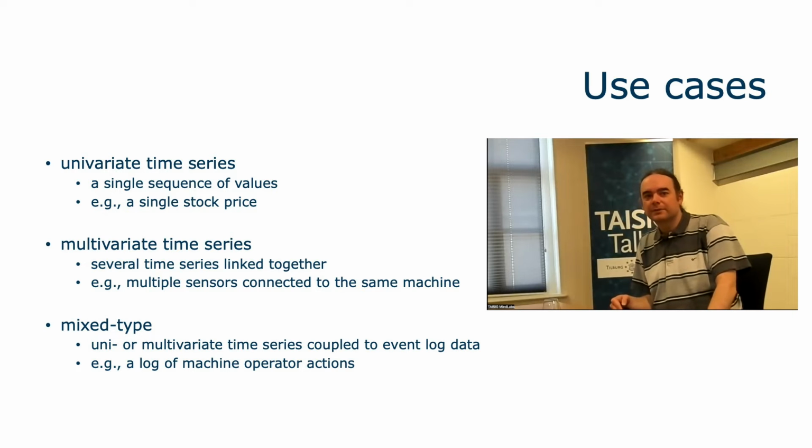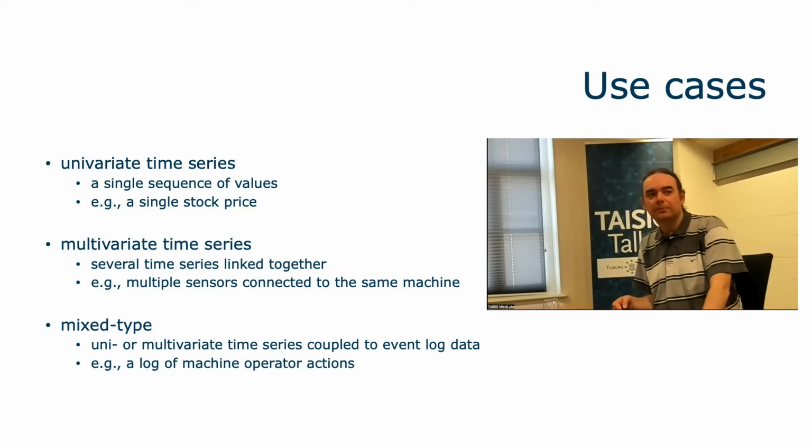There are different types of time series. We call them the three different use cases when we talk about time series. The first is a simple case, the univariate time series, where your data consists only of a single sequence of values. So, for example, a single stock price, where your data set could then contain multiple stock prices, which are each considered a univariate time series.